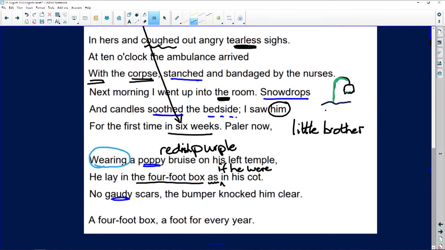And he ends off with a 4-foot box, a foot for every year. And that last line is like a punch in the stomach. So it is hugely sad. Notice that most of the poem is given to us very calmly. The narration is calm. What he's describing, the devastated father, the mother who can't even cry and just reacts with anger. And we can imagine who she's angry with. Everybody. I would start with God and move right down. She's angry with everybody, maybe even with herself. Angry with the person who was driving the car. Angry with the world. Angry with everything.